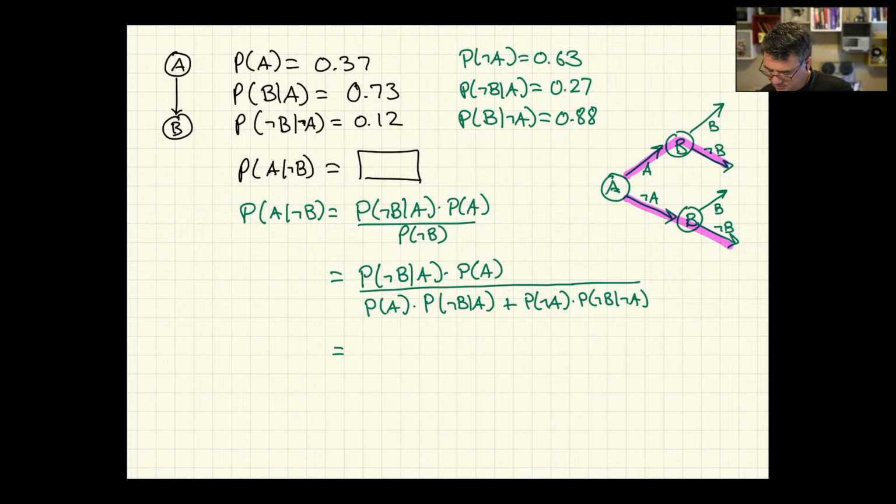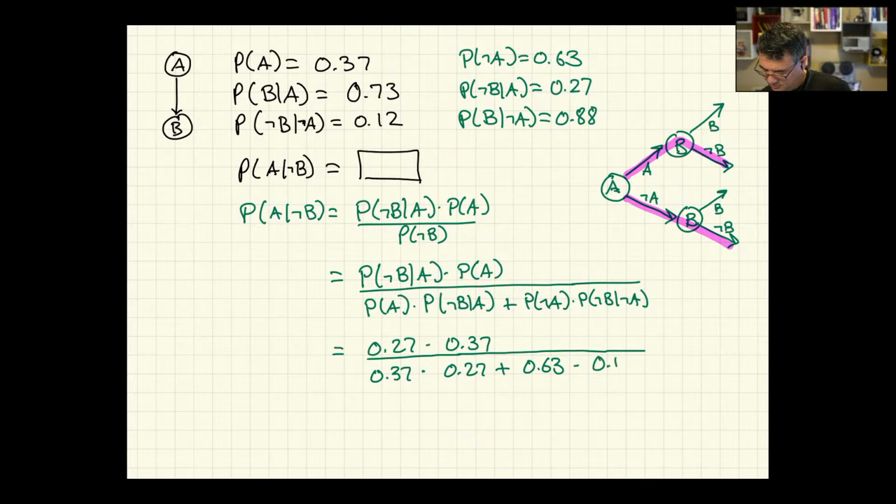Now we can plug in the numbers. Not B given A is 0.27. Probability of A is 0.37. We've got our numerator done. And then for the denominator, we have the probability of A, 0.37, times the probability of not B given A, 0.27, plus 0.63 times 0.12. Right, so this number came from here, and this number came from here.